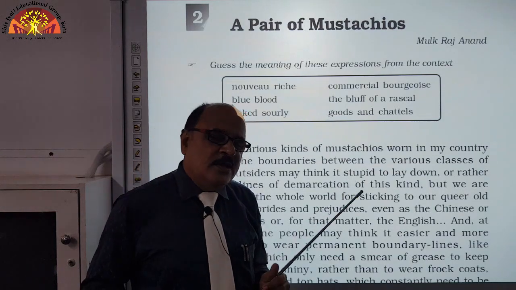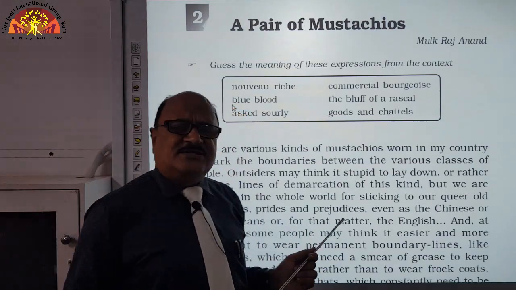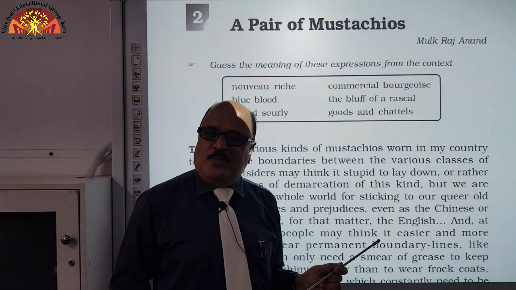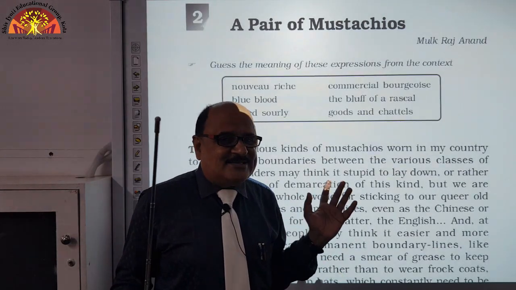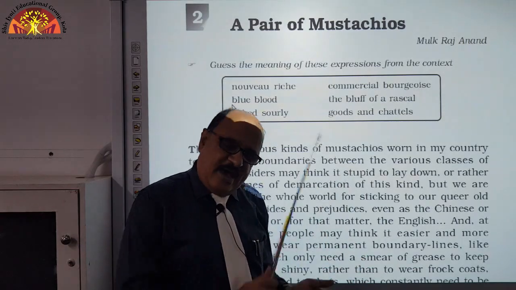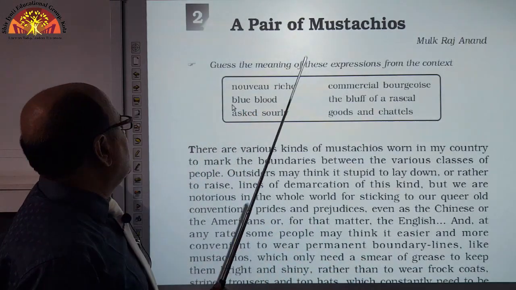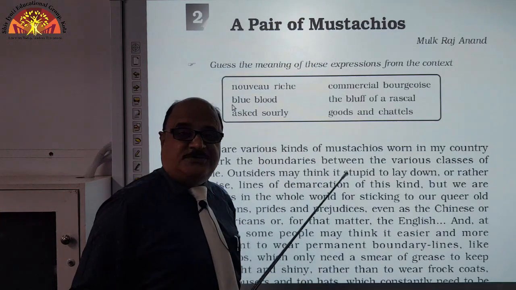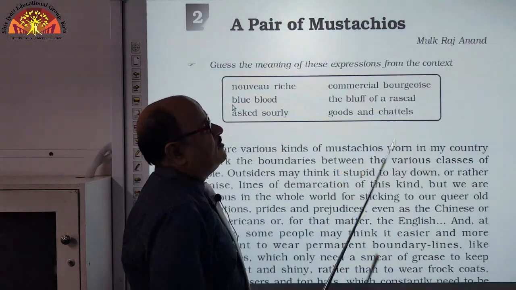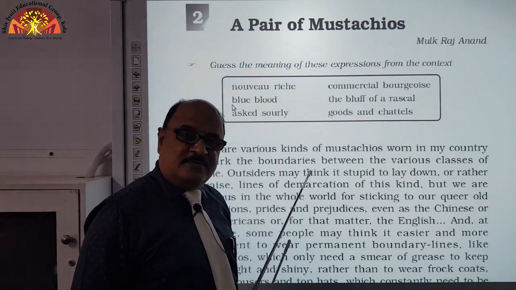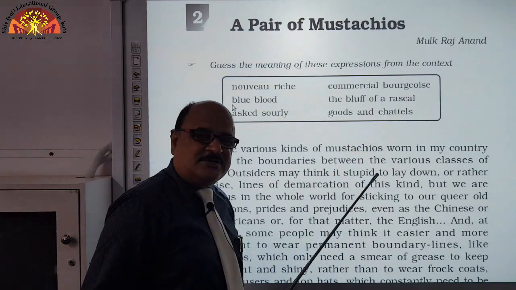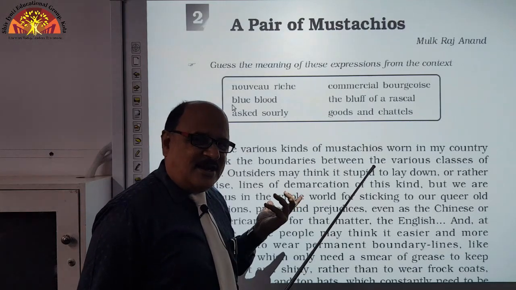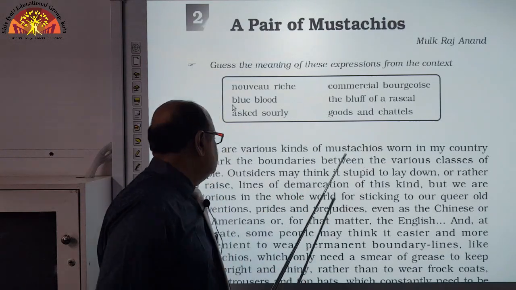grandeur, right? So, this is a very interesting story we are going to learn, and I hope you will surely like it. Shall we start? Have a look. And this chapter, A Pair of Mustachios, was written by Mulk Raj Anand. We'll learn about the writer later at the end of the chapter, but now let's start with this story.